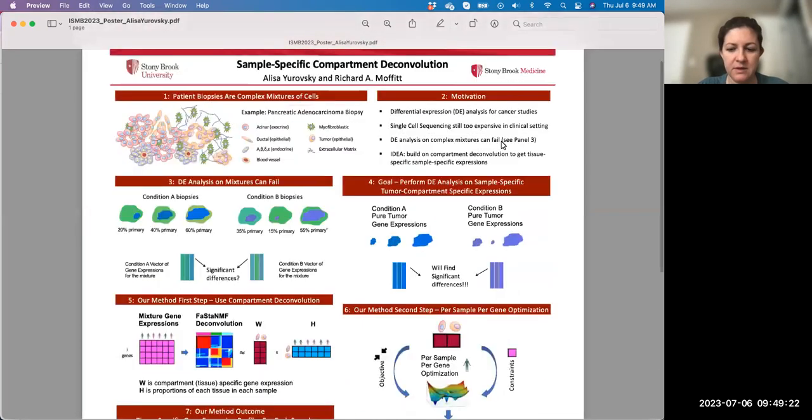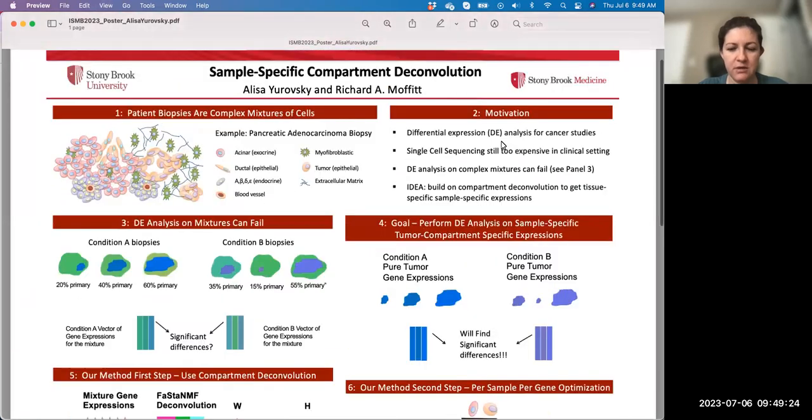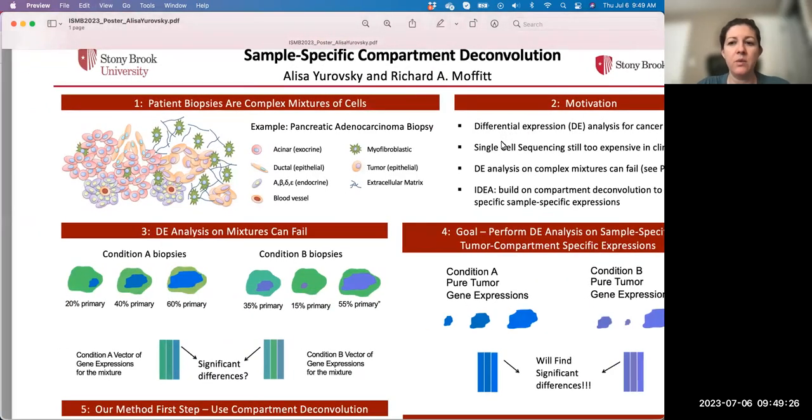Now, compartment deconvolution is a general algorithmic technique where you have a mixture and you have a bunch of features that have values, and the feature profiles are different across the different types that are present in this mixture. In our specific context, if you see panel 1, we are interested in looking at patient biopsies, which are mixtures of different cell types.